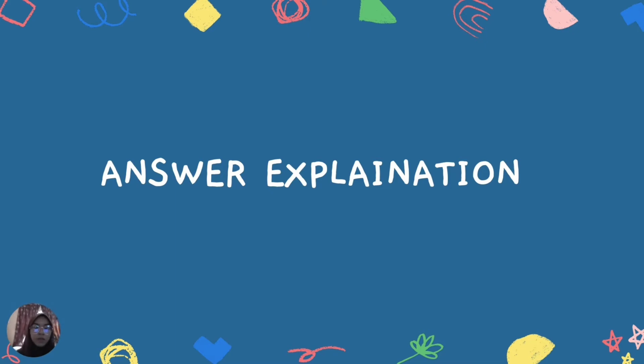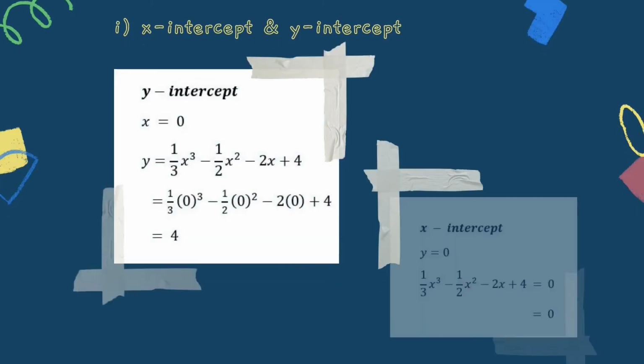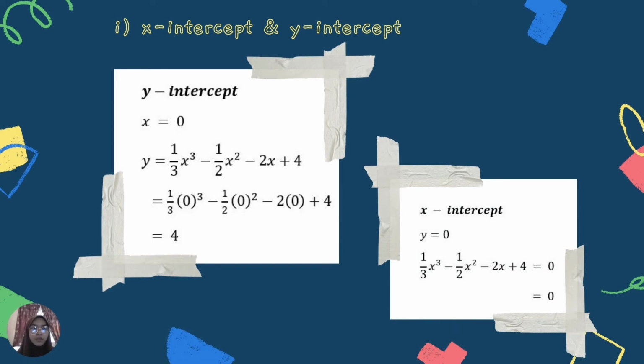Next is the answer explanation. For the first question, we need to find the x-intercept and y-intercept. For the y-intercept, we use x equal to 0. So we substitute x equal to 0 in the function. So we got the answer y equal to 4. And for the x-intercept, we substitute y equal to 0, so the function is equal to 0. So the x-intercept is 0.